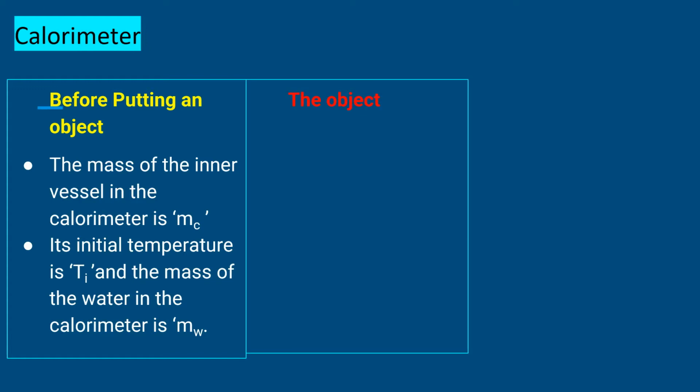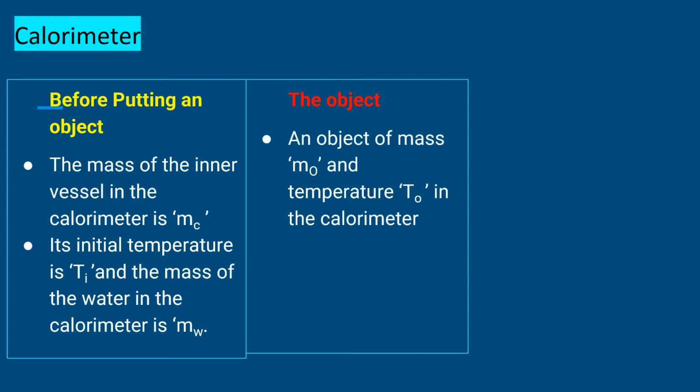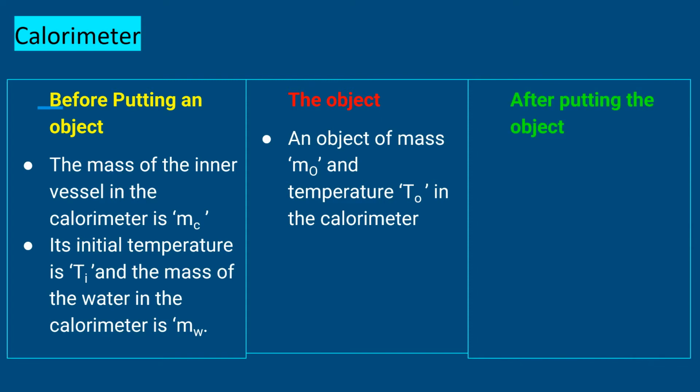Let us look at the object. The mass of the object is Mo, the temperature is To in the calorimeter, and after putting that object, let's see what happens. After putting that object, there will be a final temperature Tf, which will be the same for calorimeter, water and the object.